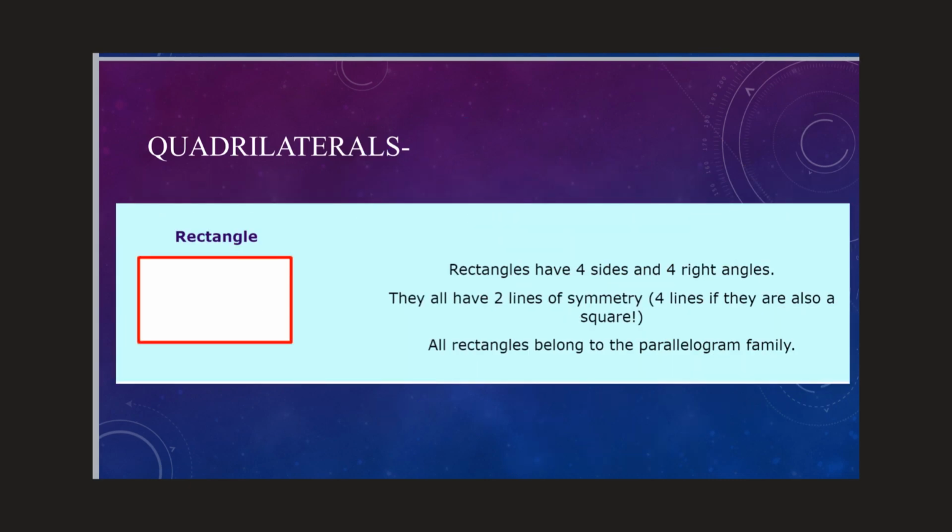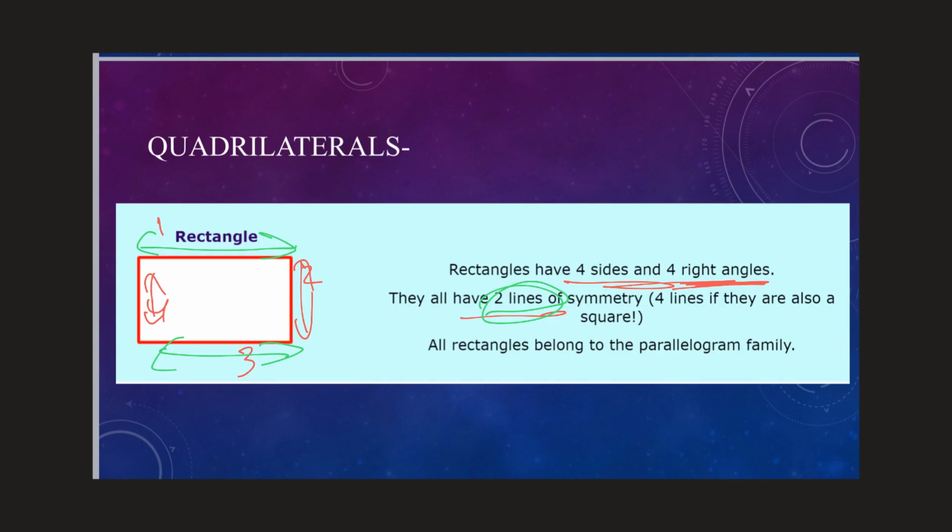Alright, let's talk about rectangles. Rectangles have 4 sides and 4 right angles. So we have the 4 sides, which will be 1, 2, 3, 4. They have 2 lines of symmetry, and remember, 2 sides are equal, so this is equal to this, and then this side is equal to this side, right? They have 2 lines of symmetry. Guys, I cannot repeat this more than I already am repeating it.